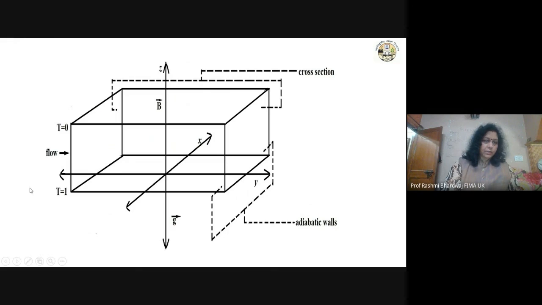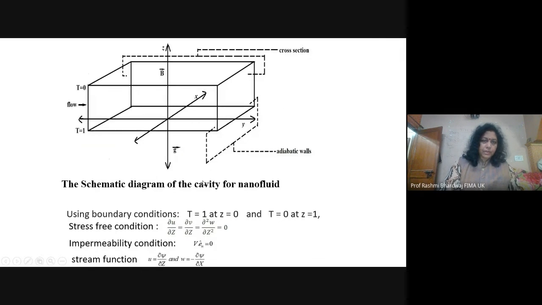Here we have taken two adiabatic sheets, t equal to 0 and t equal to 1. The flow of the blood is this, where we have introduced this magnetic flux. We are using these equations, and these are the conditions: when t equal to 1, z is 0, but if t is 0, then z is 1. For the stress-free condition, u, v, w are the velocity components, so del u by del z along the z component is zero. Then we are using the stream function, where u is nothing but the stream function component, and v is the negative of that, meaning we are using a sort of Hamiltonian form.